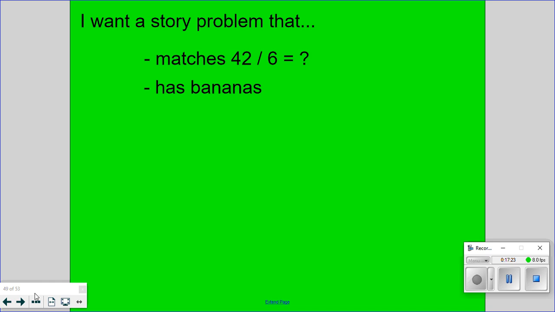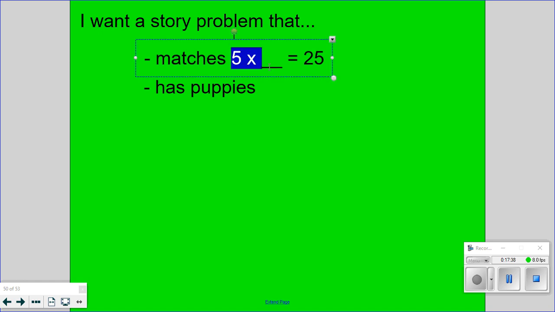New equation. This time, your equation has to match that, and has to be about puppies. Before we start, translate this equation into English. If you're not looking at the board, it's hard to do that. What does that equation mean in English? Because that's going to help you write your story. Jalen? 5 groups of spot savers is the same value as 25.